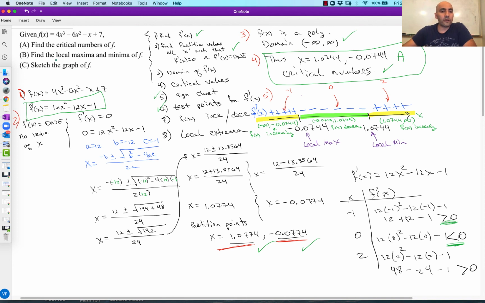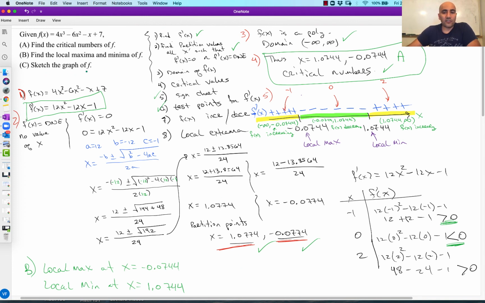And then finally, to answer part B, we need to see that there is a sign change in the first derivative. Here it goes from positive to negative. That's how I know there's a local maximum here. And then it changes from negative to positive. That's how I know there's a local minimum there. So that's going to be our answer to part B. There is a local max at x equals negative 0.0744, and there is a local min at x equals positive 1.0744. Okay, so we answered A and B.